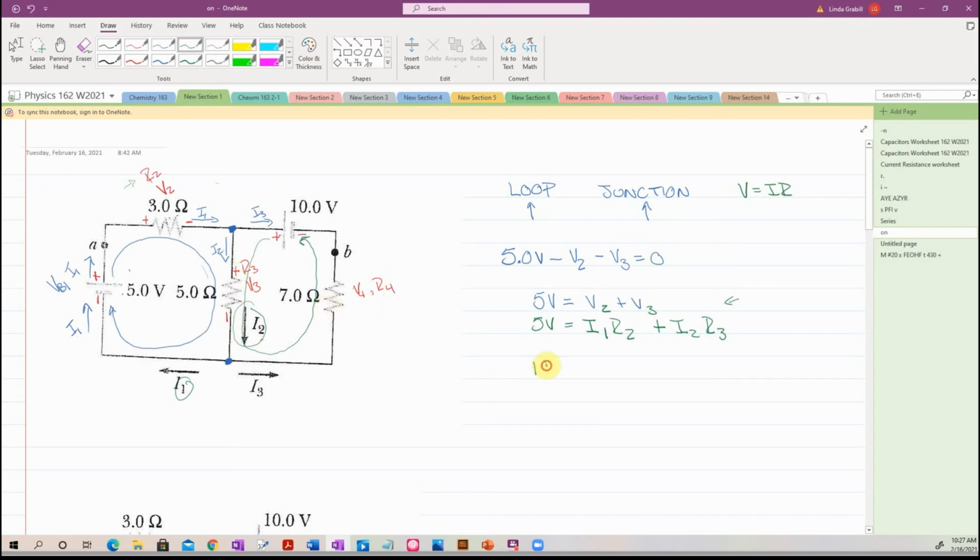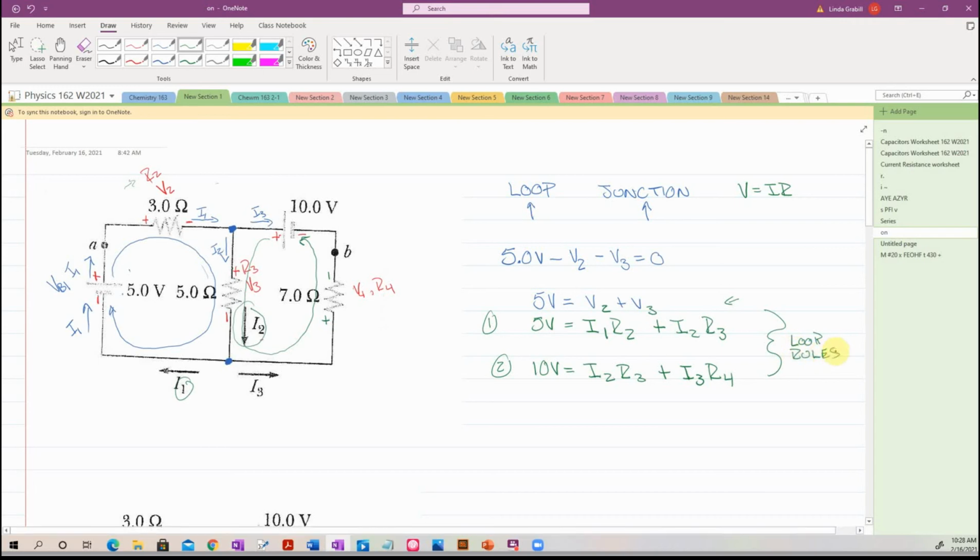So this is going to be 10 volts equals, let's see, I2 R3. And I've labeled that high to low. This is high to low. So I2 R3 plus, let's see, I3 R4. Okay, I'm going to call this 1 and this 2. So these two things right here, these are my loop rules.